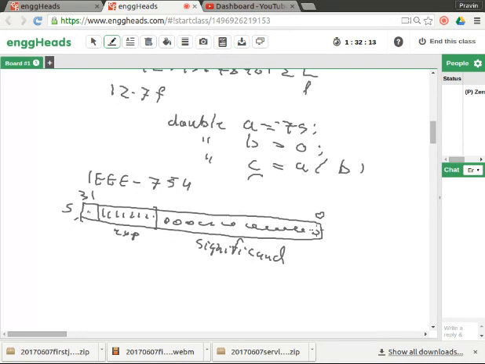Okay. Now what is 0 divided by 0? Suppose you had a 0 divided by 0. What's the answer? It's known as not a number. Fine. 0 divided by 0 is not a number. NaN. Fine. 0 by 0 is not a number.